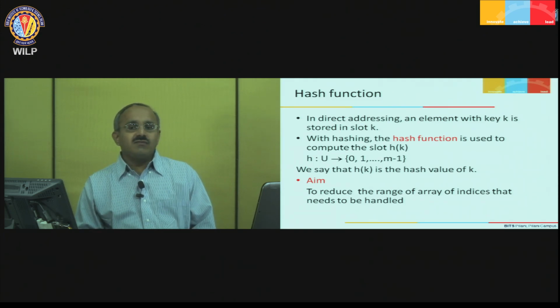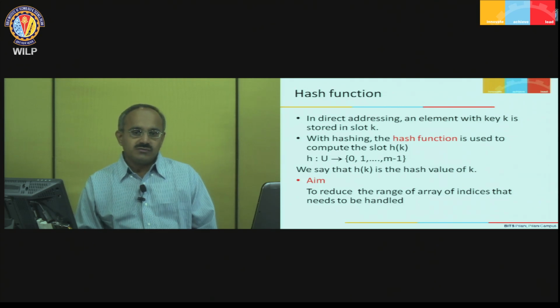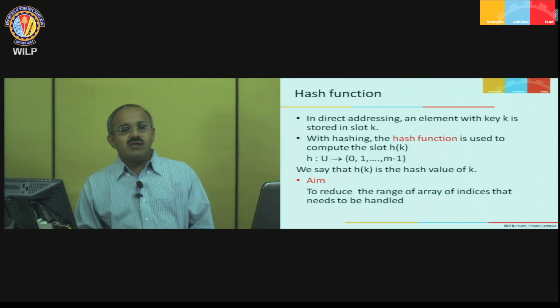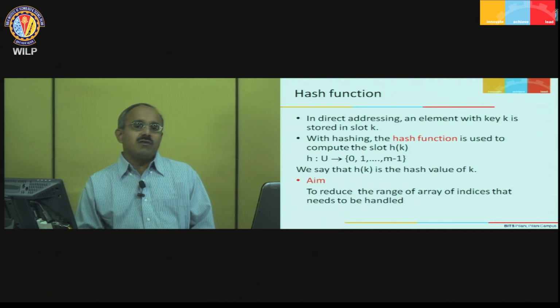In direct addressing, we saw that the key is used as an index to the slot where it is going to be stored. In hashing, we use what is called a hash function. So, the key is used to compute the index where the key is going to be stored. That function is called a hash function. So, given a key k, the hash function computes h(k), and h(k) is going to be the slot in the table where the key is going to be stored.